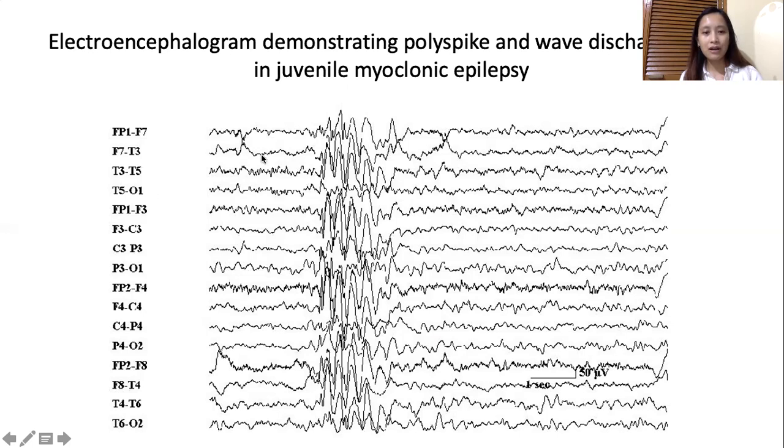So these are the different areas of the brain, and these are your waves. So this is EEG demonstrating polyspike and wave discharges seen in juvenile myoclonic epilepsy. So you see in this section, there are disordered waves, no? That corresponds to the epileptiform activity in the brain.